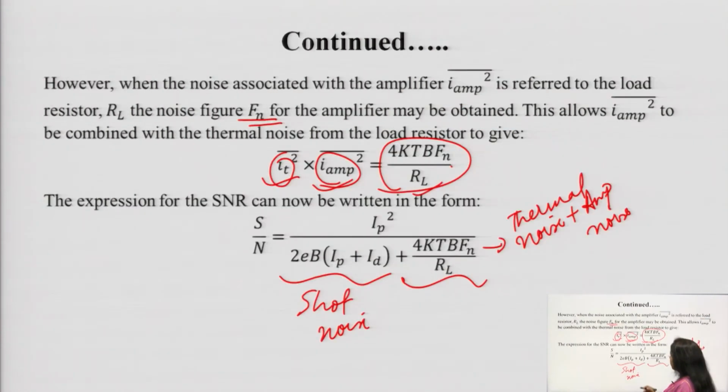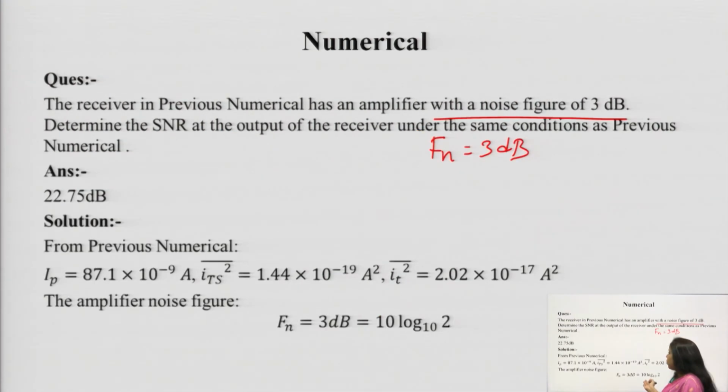So, we have to use this formula, but what do we have now? We have already calculated the I_P in the previous numerical, we have already calculated the shot noise, and we have also calculated the thermal noise. So, we can take those values which are required in the calculation of SNR from the previous one. I have written the data which we have received from the previous numerical: photocurrent 87.1 into 10 to the power of minus 9 ampere, total shot current 1.44 into 10 to the power minus 19, thermal 2.2 into 10 to the power minus 17.